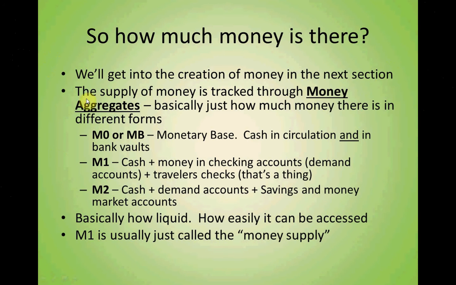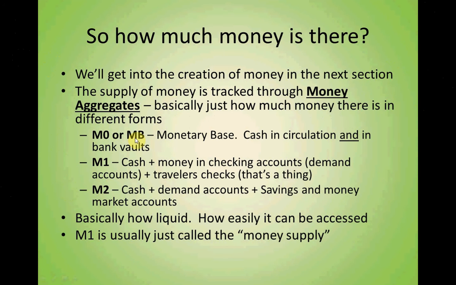You're probably not going to see money aggregates ever again, but what you will see are these M numbers, these money aggregate numbers: M0 or MB, M1, and M2. Yes, it goes beyond that. However, the Federal Reserve no longer tracks past M2. There are M3 and things like that, but they don't matter. It's just how abstract do you want to get. So the supply of money is tracked through money aggregates. They're right here. We'll go through each one, and it's basically just how much money there is in different forms.